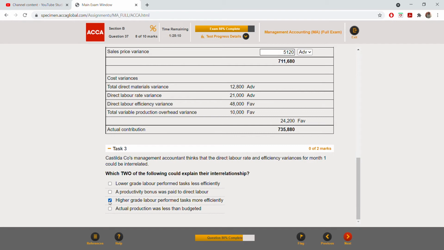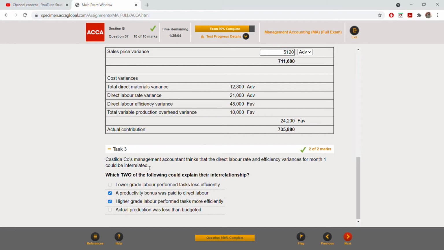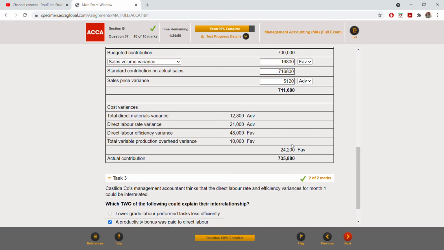One is higher grade labor performed tasks more efficiently. The other one is productivity bonuses were paid to the direct labor. Please understand this. What are they saying? Direct labor rate and labor efficiency. You just cannot answer it. You have to see the direct labor rate. What's happening to the direct labor rate?